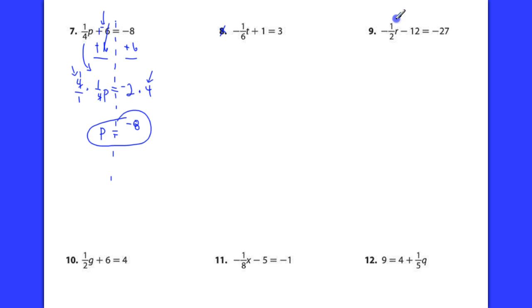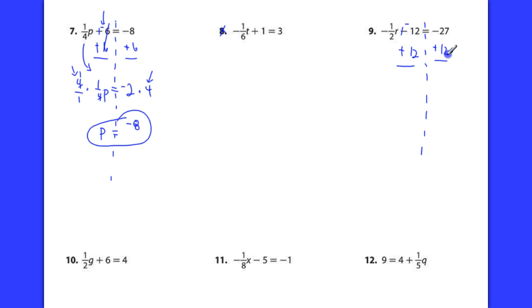-1/2 r minus 12 equals -27. So I've got a subtraction there and a negative there. It'd be a pretty smart thing to go boom, boom right there. That's plus -12. Put the line down the middle. All right, we've changed that subtraction to addition. So I want to undo the addition, right? It's adding -12, so I'm going to add positive 12. It was subtract, and it's the same thing as plus negative. I'm going to add 12 to both sides.